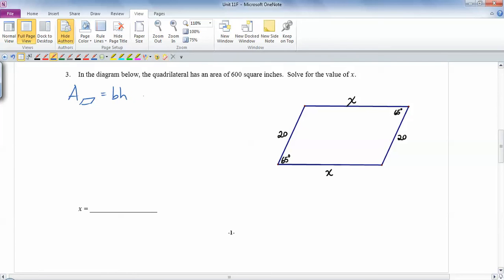So actually, let me write this down here. 600 is going to be the base, which is x, times the height, which we don't know. So I can't do anything with that yet, but we can solve for the height. So let me draw that in.